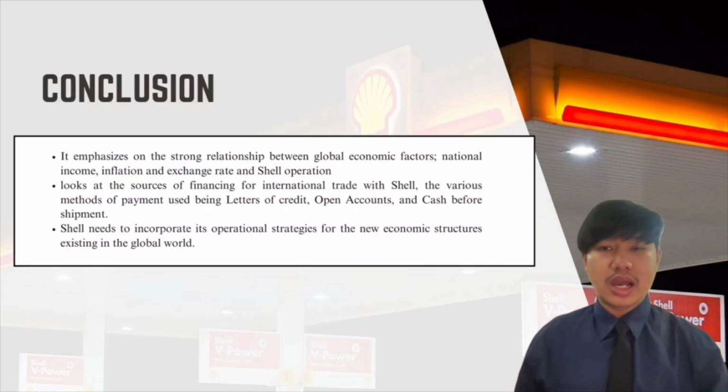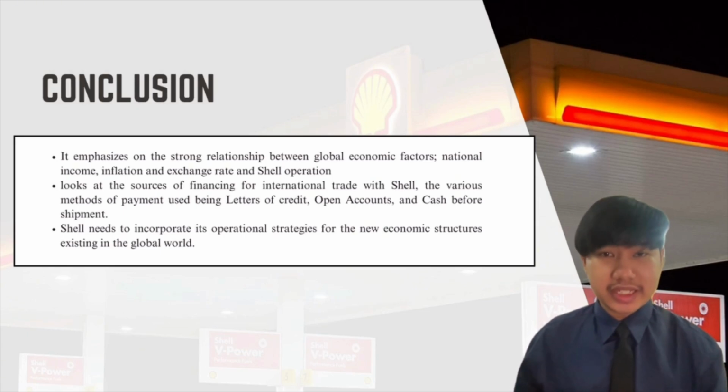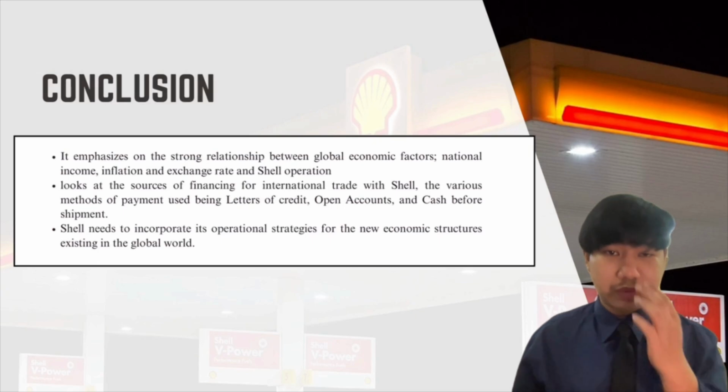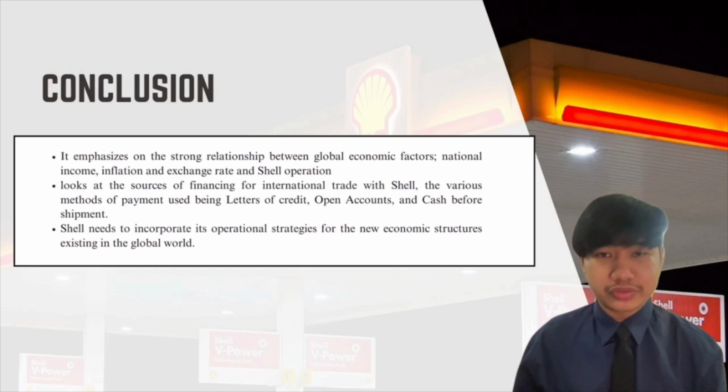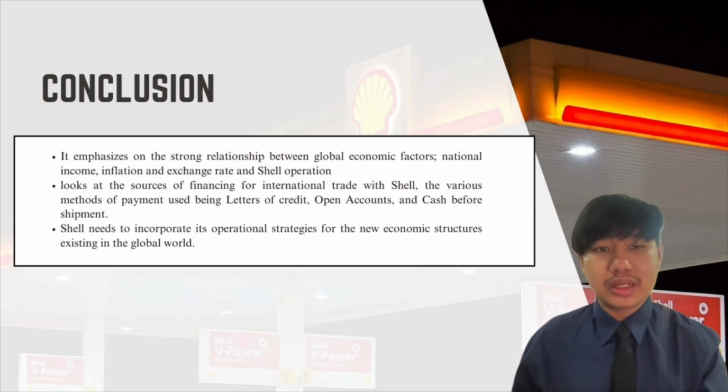In conclusion, our group project has focused on the international financial management of the company referred to as Shell. It emphasized the strong relationship between global economic factors, national income, inflation and exchange rates, and Shell's operations. Currency risk management is underlined as a critical approach in the study, along with the different approaches used by Shell to address and analyze the risk. This report also looks at the sources of financing for international trade with Shell, and the various methods of payment used: letter of credit, open account, and cash before shipment. They show that payment method selection should consider cost, risk, and efficiency factors in equal proportion.